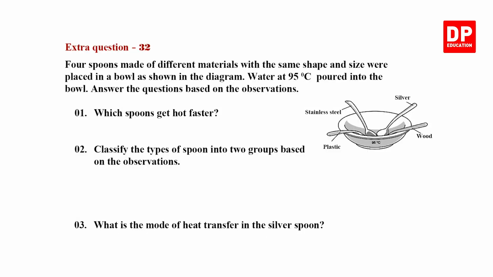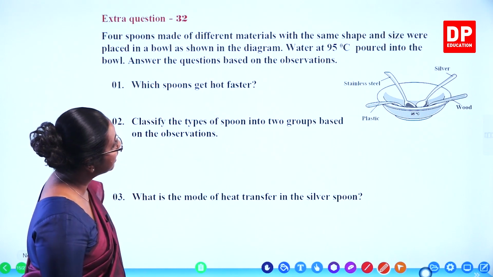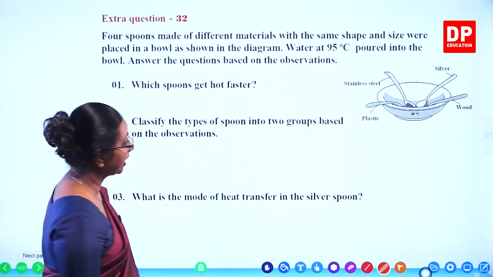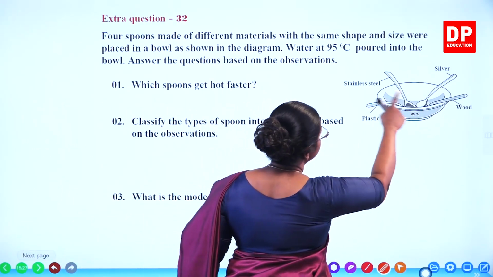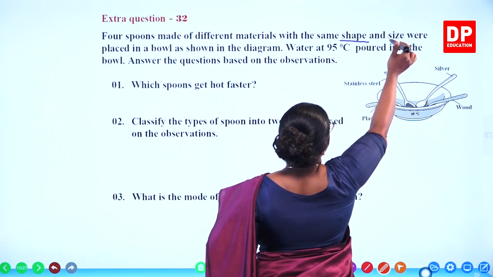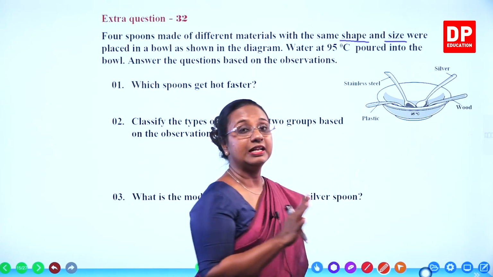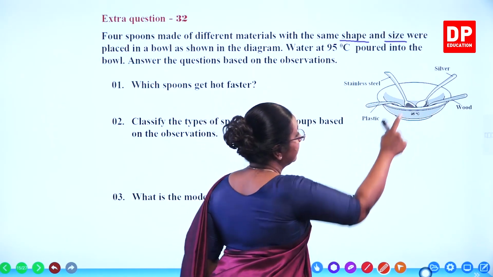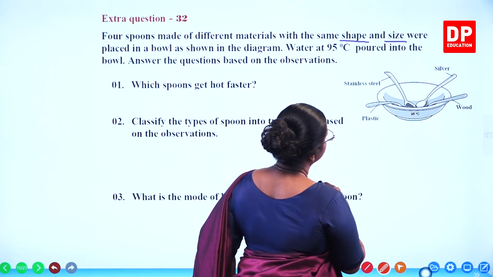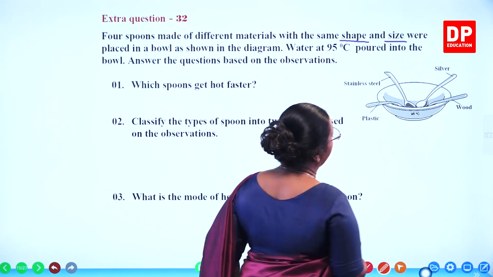Extra question 32. 4 spoons made of different materials with the same shape and size were placed in a bowl as shown in the diagram. So, you can see here, students, the diagram is given to you. It is said that the spoons have the same shape and the size. So, they are all identical except the material that they are made up of. So, here you can see it is a plastic material. Then there is stainless steel. Then there is silver and wood.